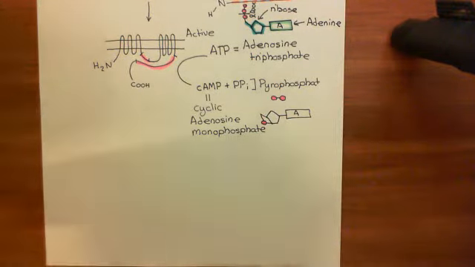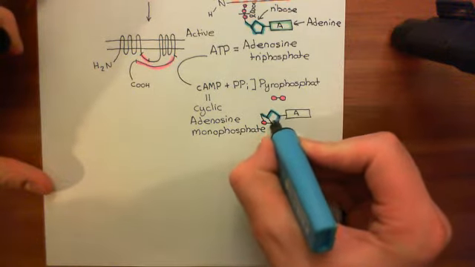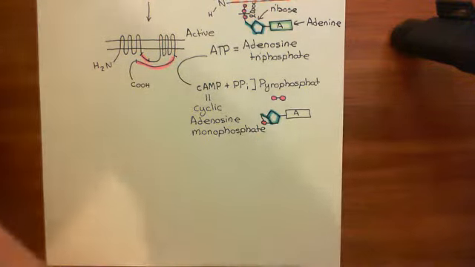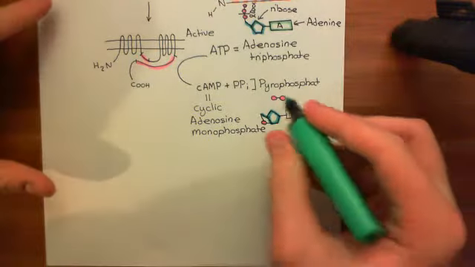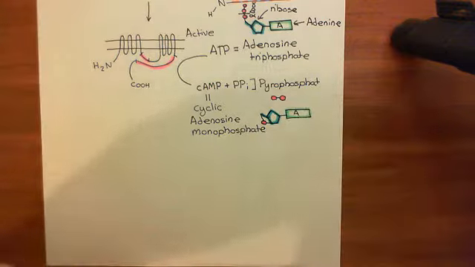Okay, so there's the only phosphate group. Then here we have the ribose sugar here. Then we have the adenine organic base in green here. Okay, so that's the reaction that adenylyl cyclase enzymes catalyze.